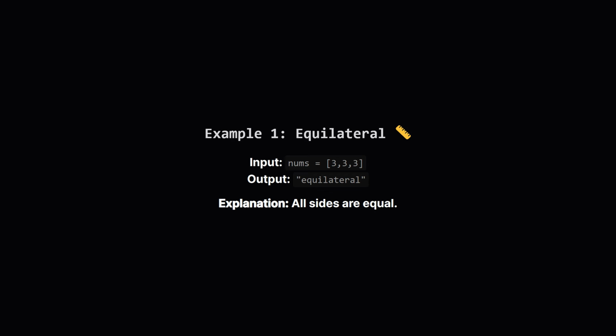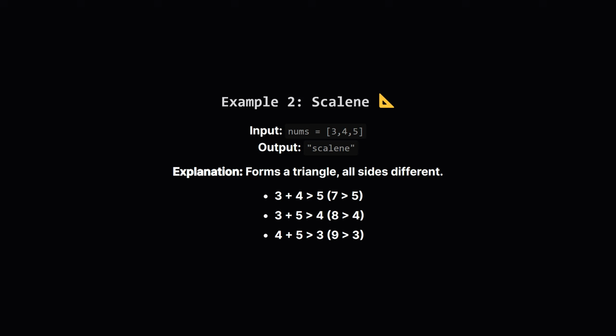Let's look at an example. Suppose our input list of numbers can view as 3, 3, and 3. Since all 3 sides have the same length, this is an equilateral triangle. So the output should be the word equilateral. Pretty straightforward, right? Okay, how about this one? Our input list is 3, 4, and 5.